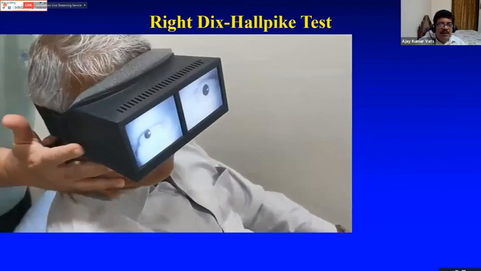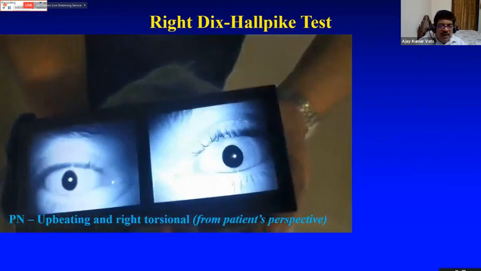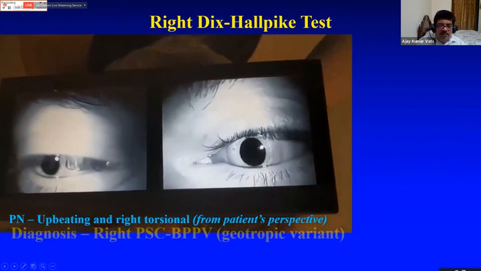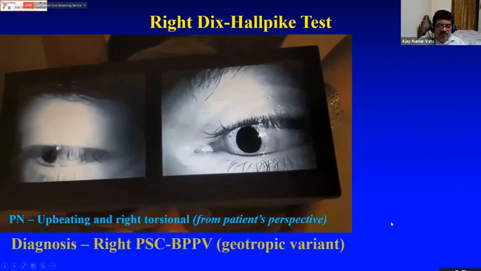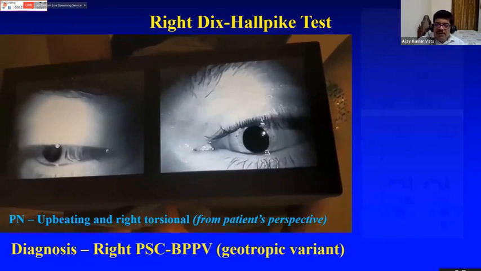In this gentleman, the right-sided head hanging position elicits an upbeating nystagmus, and it has a torsional component. The upper poles are beating towards the right ear. So this is the commonest variety of the posterior semicircular canal BPPV. The torsional component is deciding the side. It is a right posterior semicircular canal BPPV.